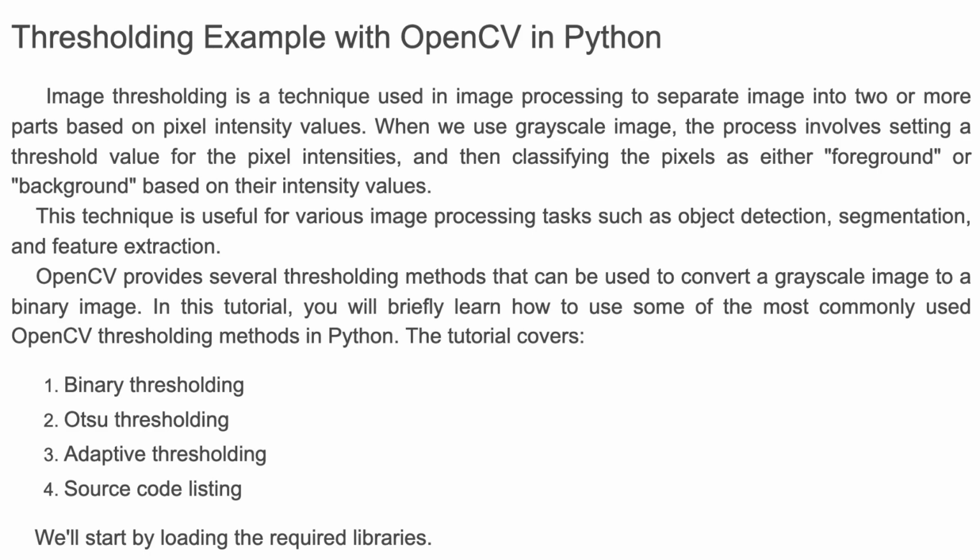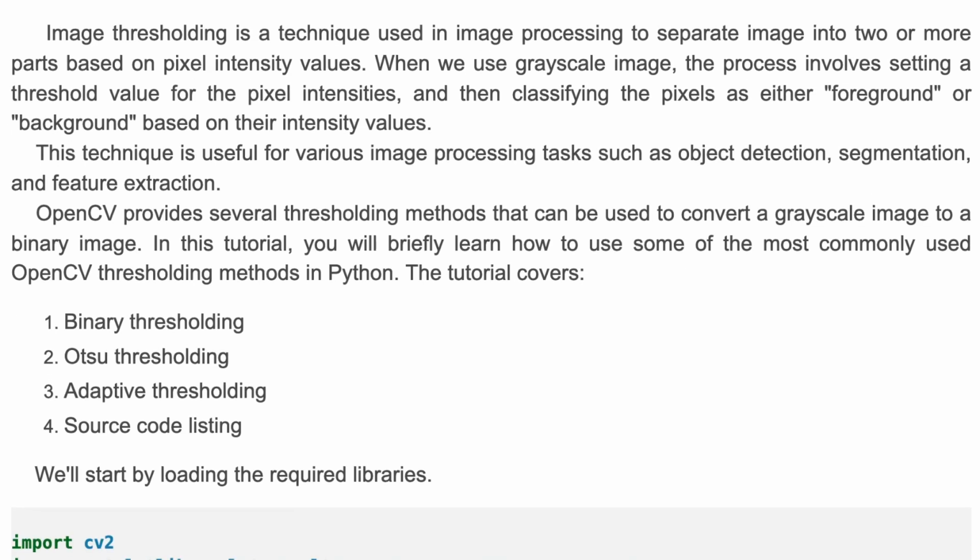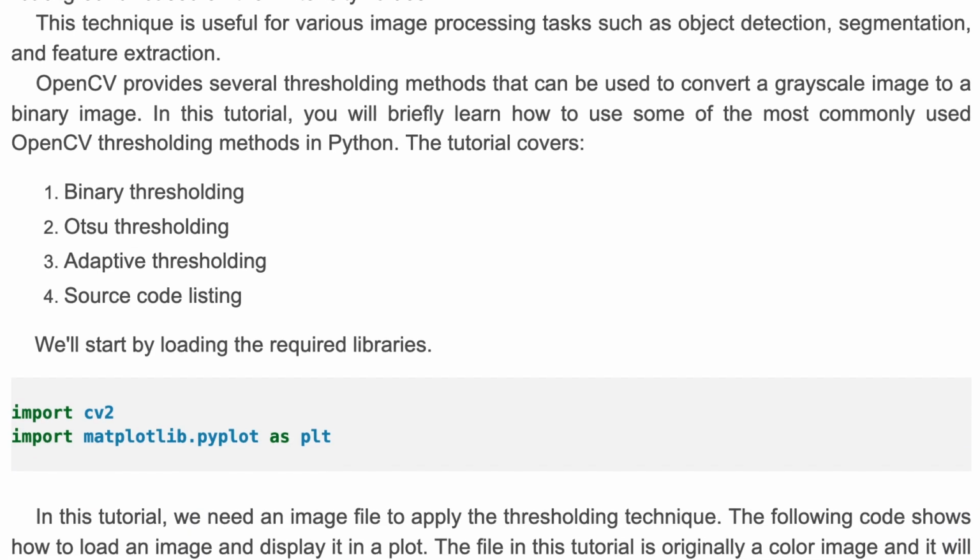OpenCV provides several thresholding methods that can be used to convert a grayscale image to a binary image. In this tutorial, I will briefly show how to use some of the most commonly used OpenCV thresholding methods in Python. This tutorial covers binary thresholding, Otsu thresholding, adaptive thresholding, and source code listing. Let's get started. We'll start by loading the required libraries for this tutorial.